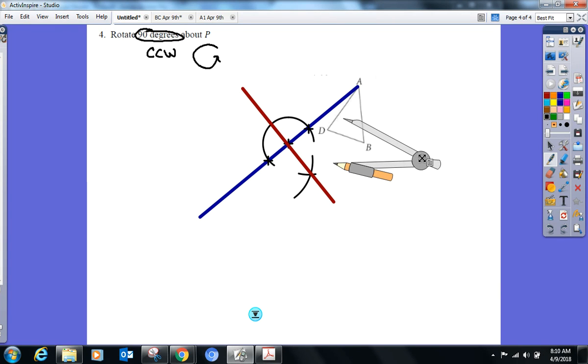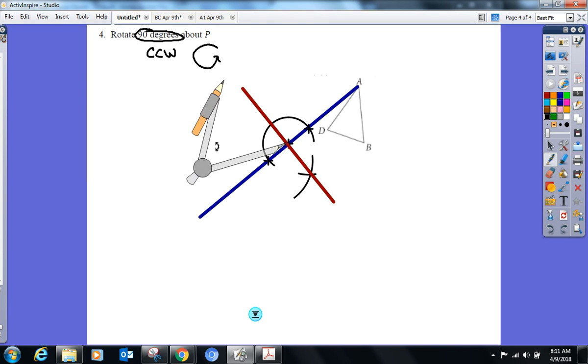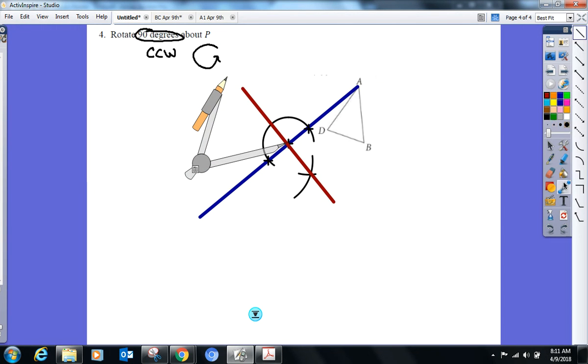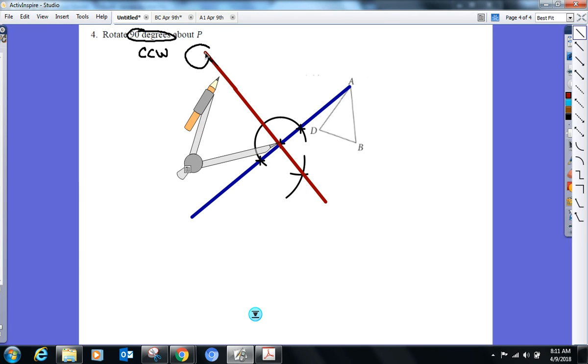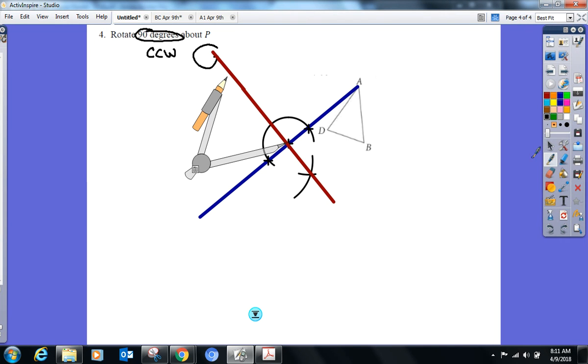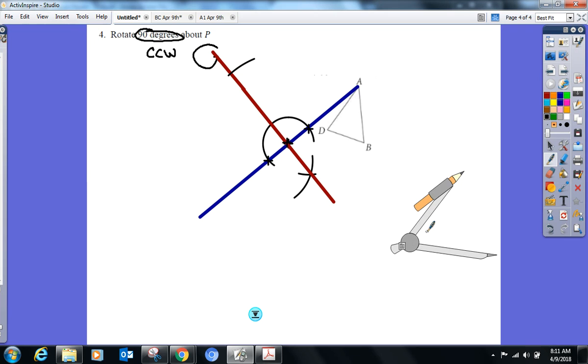Other than angle measure, what else is preserved in a rotation? Distance. So that's my last part of the construction, making sure the distance from A to P is preserved. So there's the distance from A to P. I come down here. And again, I'm going up here now because it's got to be counterclockwise. Go back to your straight edge. Make that arc, and there's A prime.